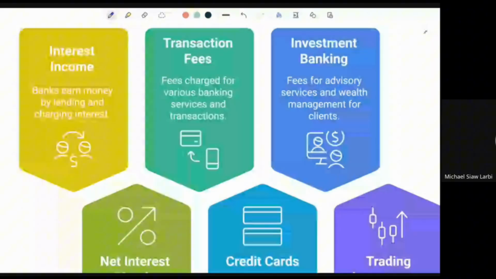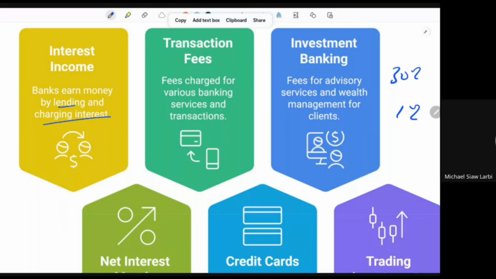So the first is interest income. Banks earn money by lending and charging interest. So the money you give to the bank, they lend to somebody else and charge higher interest than they give you. So the bank can give you just 1% in interest on your account and charge someone probably 30%. The extra 29% is for them, free money.